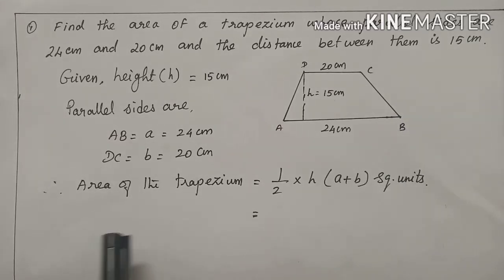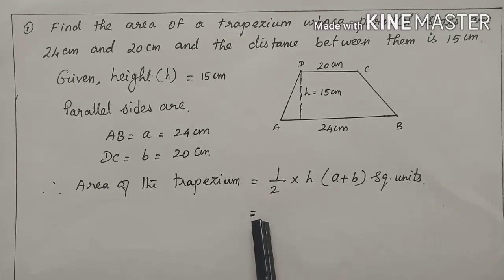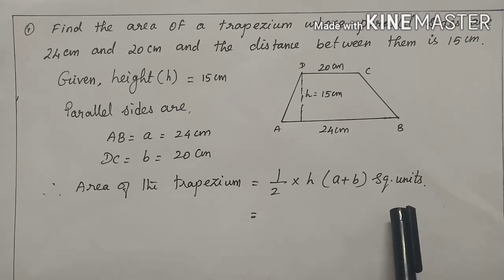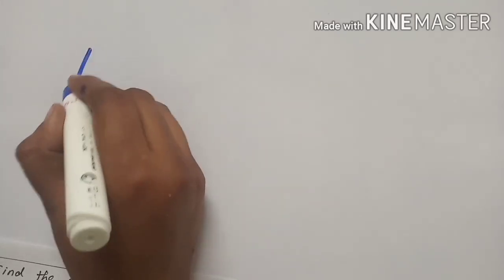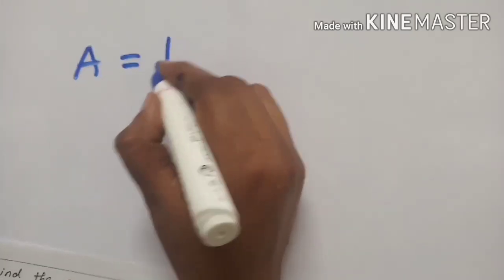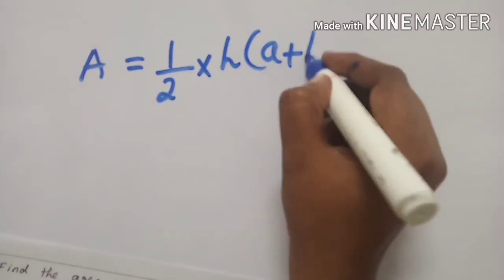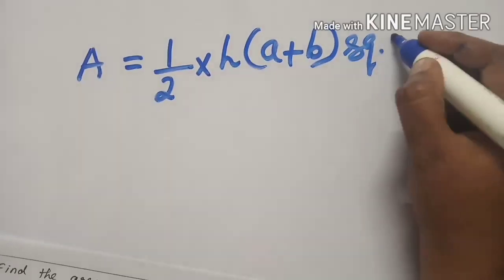What is the formula to find the area of trapezium? Area of the trapezium is equal to half into h into a plus b square units. Right. Now, I am going to do this calculation part. Listen here. Formula is area of trapezium is equal to half into h into a plus b square units.